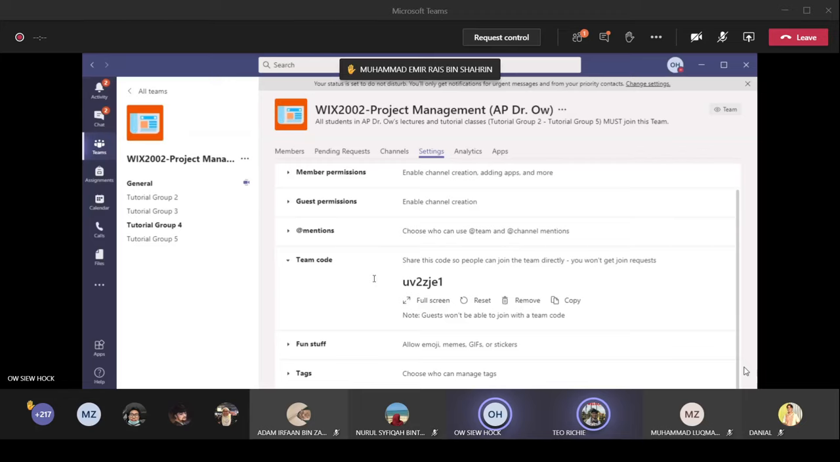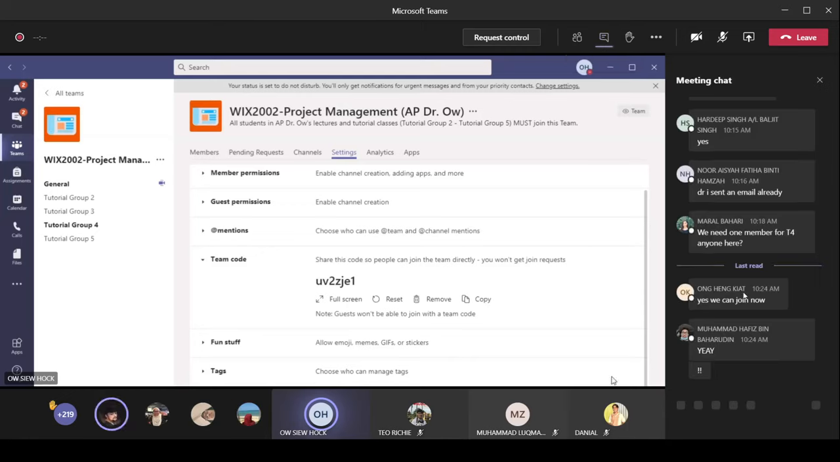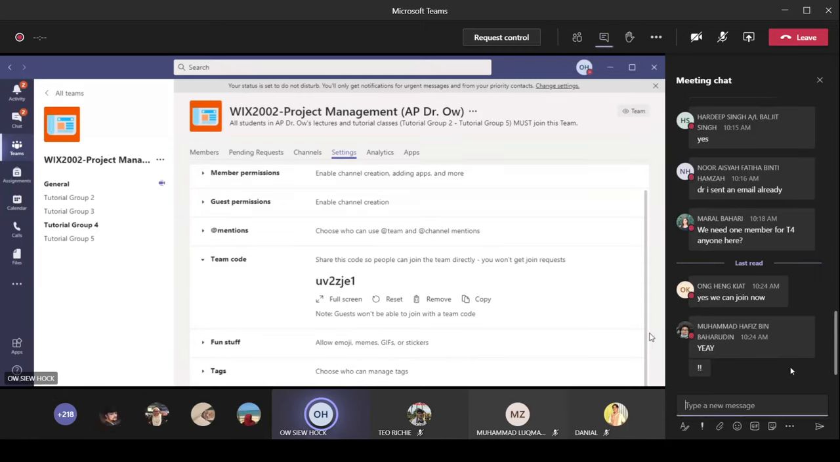Okay. Can I know who are the people who don't have a team yet? Send me your name in a group. Send to my email. I will sort it out and I will assign you to a project team. Only those who don't have a project team yet. You send me email because I need some time to compile, because there are so many groups.